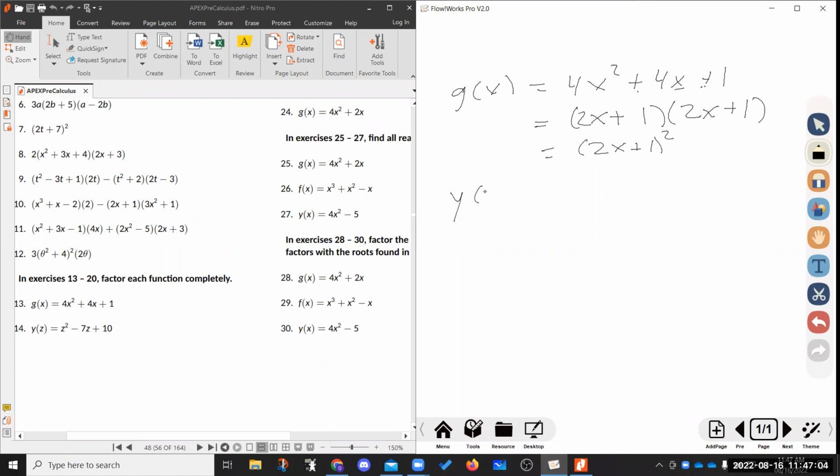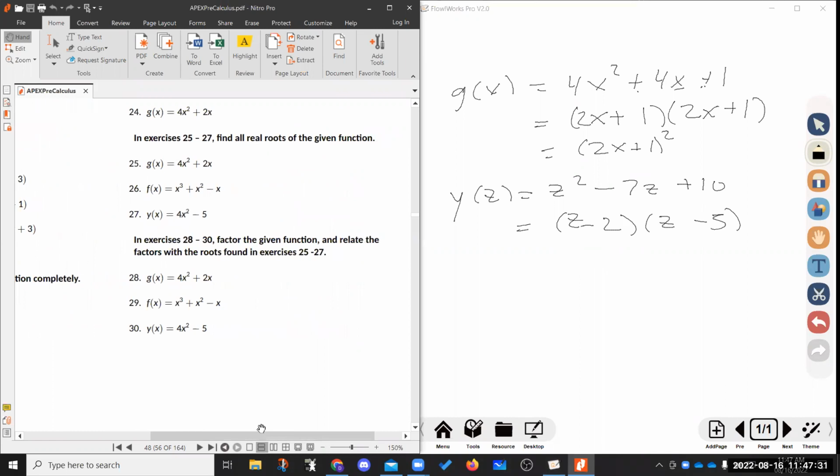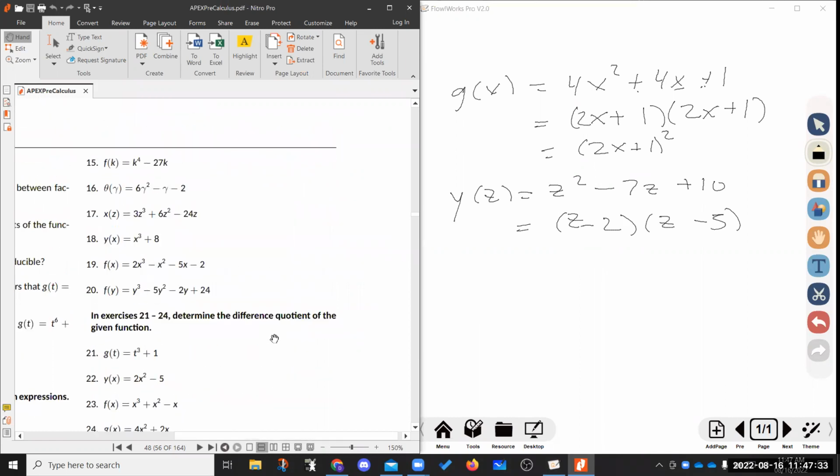y of z is equal to z squared minus 7z plus 10. So we're going to write this as two binomials. Signs are the same, they're both negative. Factors of 10 that add up to be 7 are 2 and 5. So that's fully factored. Let's look now at number 15.